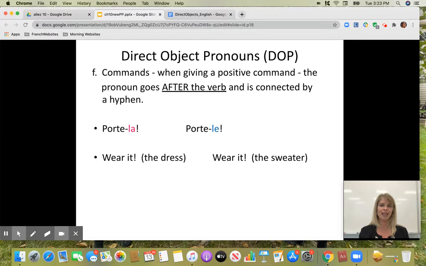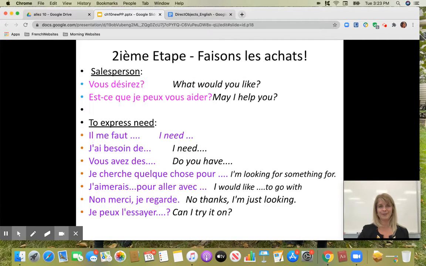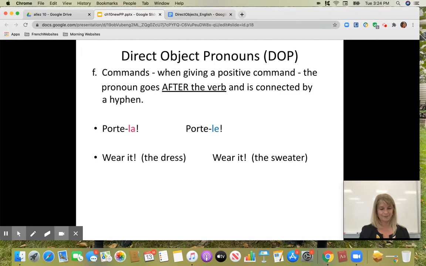We learned this in our expressions in the last section when we were saying forget him or forget her. Forget him, oublie le. Forget her, oublie la. It's the same concept. We just didn't talk about what we were doing exactly. Now we are. So your pronouns go after and they're connected by a hyphen. Okay, that ends our notes.